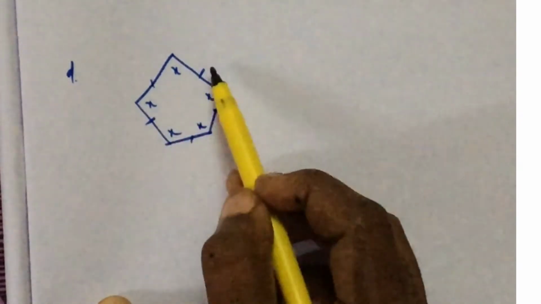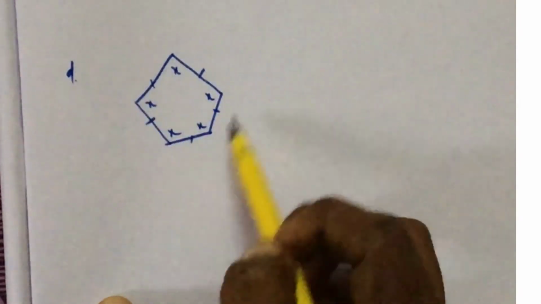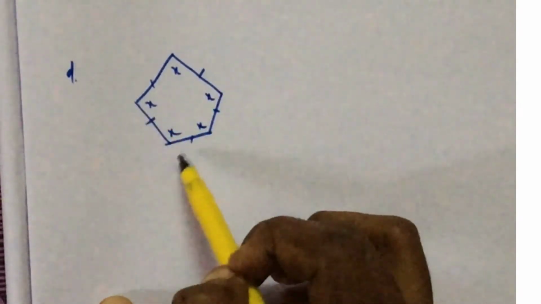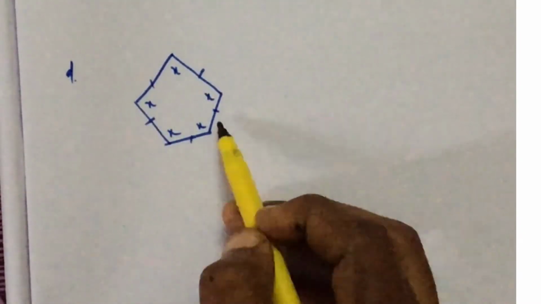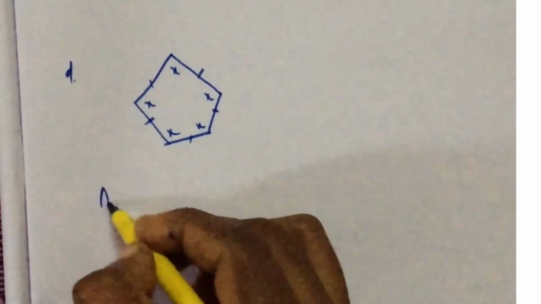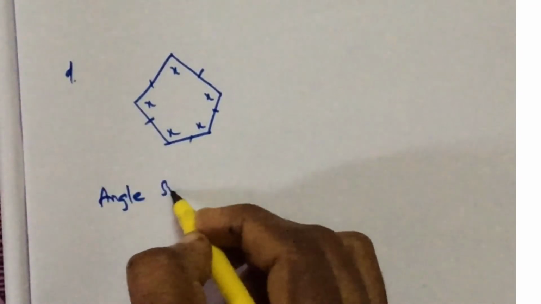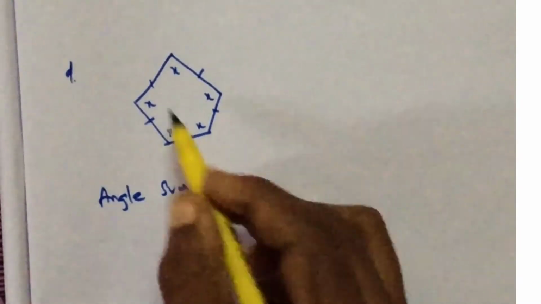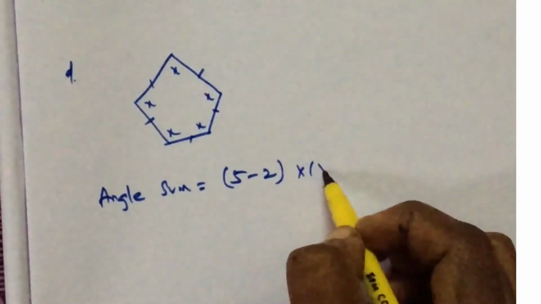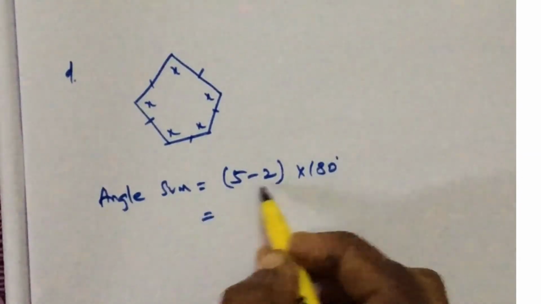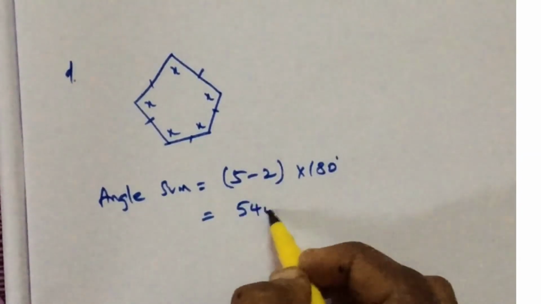The next problem is you have to find what x is. This dashed line represents that all the sides are equal, and x represents x, x, x, x and x, so all the angles are equal. Here the number of sides is 1, 2, 3, 4 and 5. So let me write the angle sum. The number of sides is 5, so 5 minus 2, multiplied by 180. This is 3 multiplied by 180, which is 540.